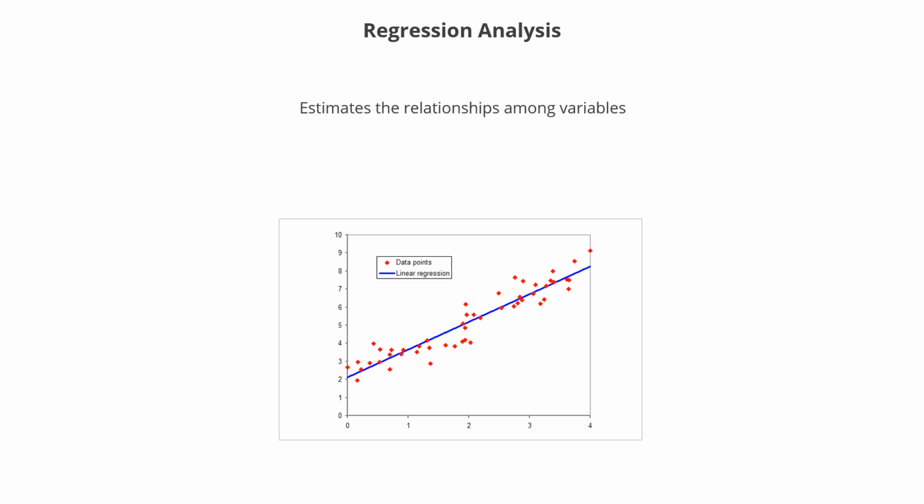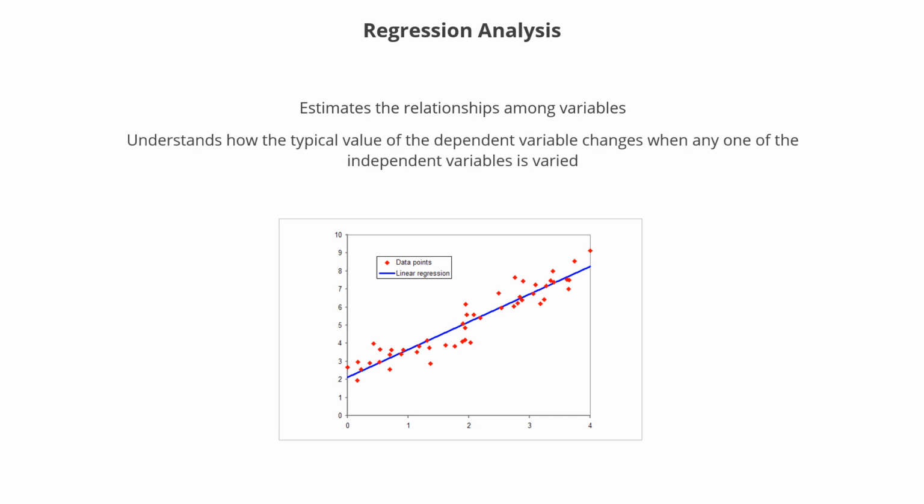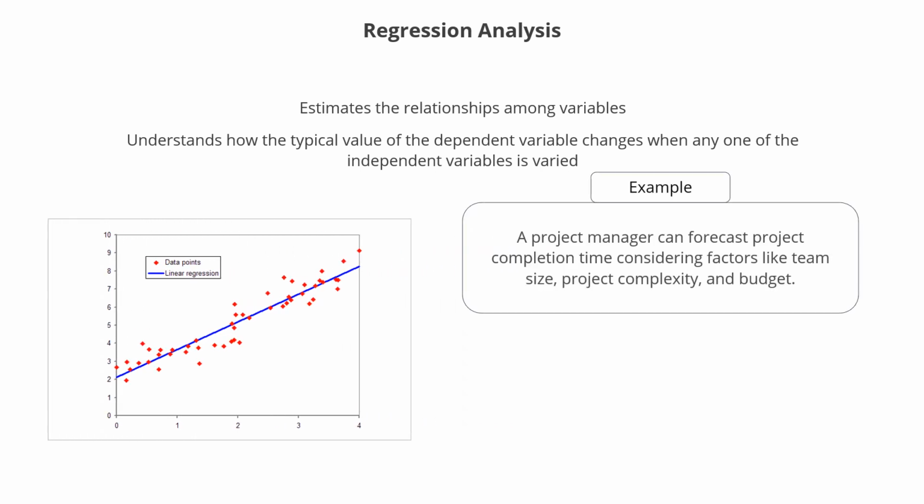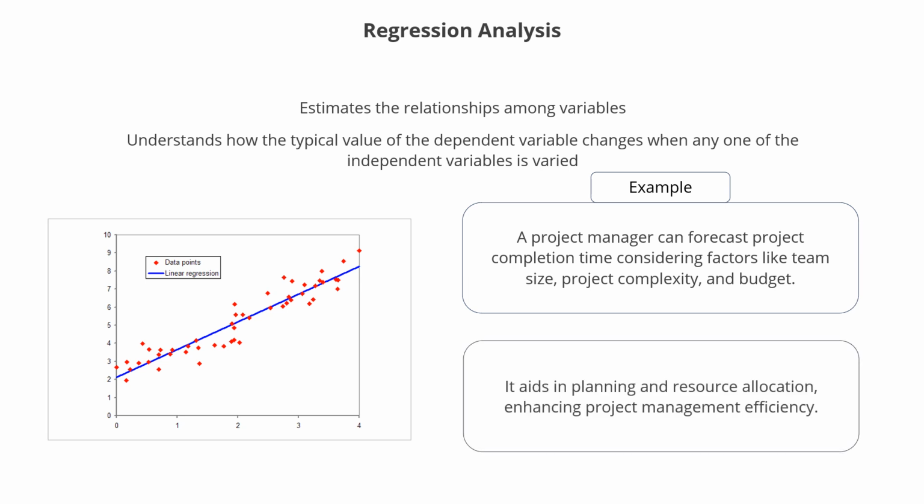Regression analysis is a statistical method that estimates the relationships among variables. It is often used in project management to understand how the typical value of the dependent variable changes when any one of the independent variables is varied. For example, a project manager can use regression analysis to forecast project completion time considering factors like team size, project complexity, and budget. This aids in planning and resource allocation, enhancing project management efficiency.